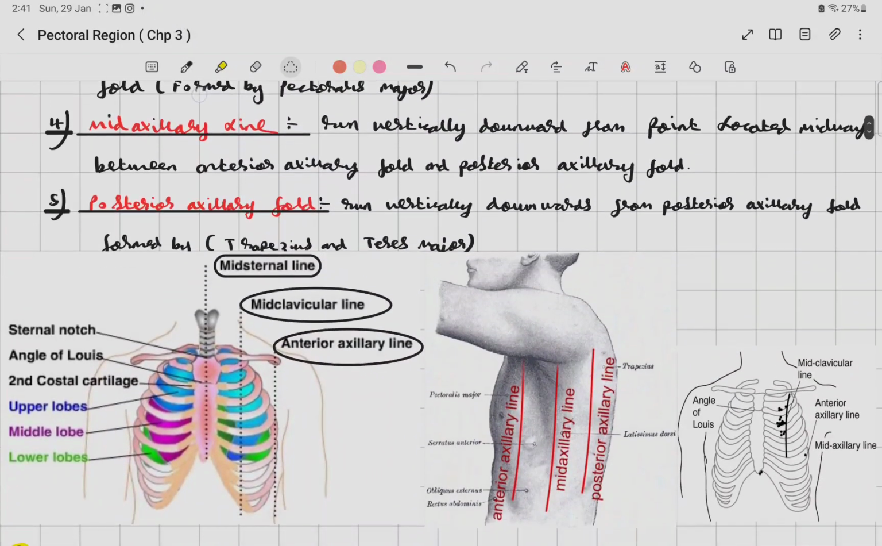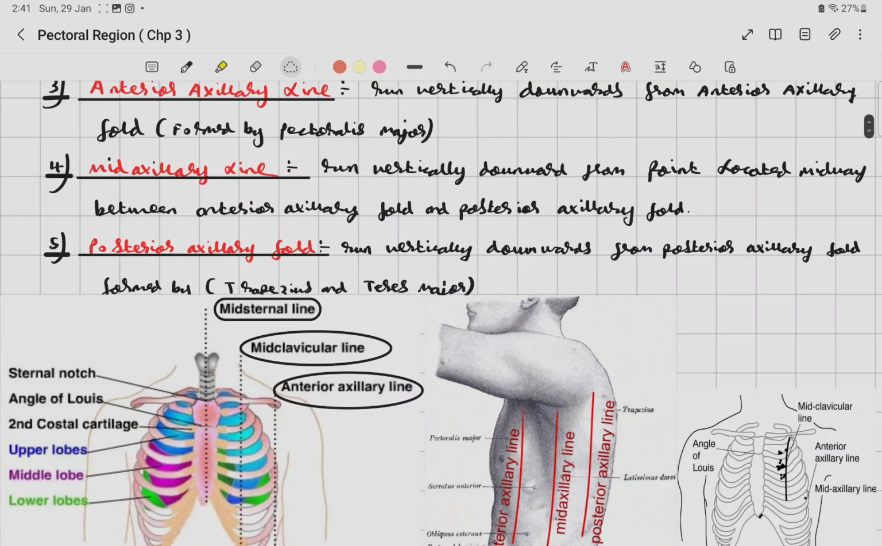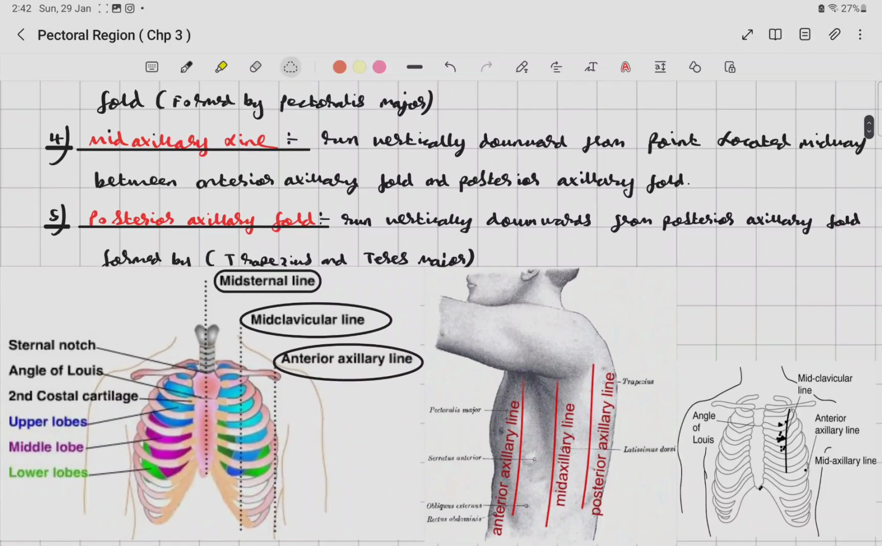Mid-axillary line, as you can see here. It runs vertically downwards from a point located midway between the anterior axillary fold and the posterior axillary fold. Now what is the posterior axillary fold?